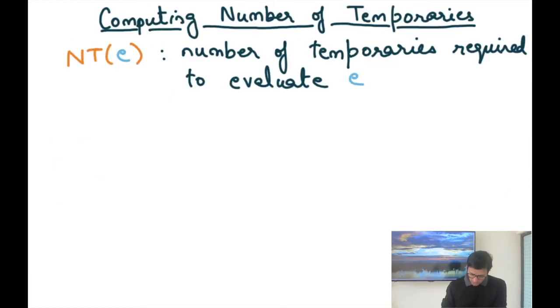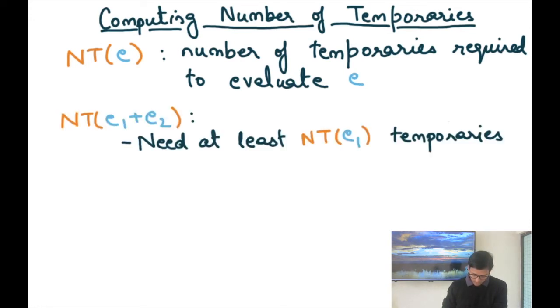Alright, so to be able to compute the number of temporaries, I'm going to define this function called nt that's defined on an expression. So nt e would return the number of temporaries required to evaluate e. And just like everything else, we are going to define nt inductively. So we are going to define nt for every different operator that may appear. And for a given expression, the way we are going to compute nt is we're going to do a top-down traversal of the expression tree to compute nt using our computation rules.